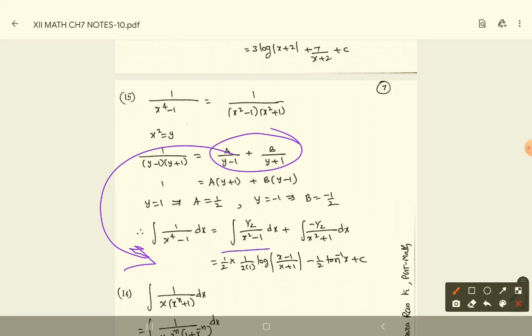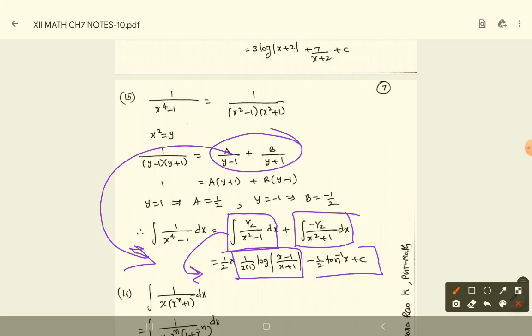See, 1 by 2 in dx, 1 by 2 by x square minus 1 minus 1 by 2 by x square plus 1. So then you get 1 by 2 into 1 by 2a log mod x minus a by x plus 1, formula for special integrals was used, minus 1 by 2 into tan inverse x, this tan inverse x formula was used. Okay, so this question is by taking y is equal to x square and the partial fraction decomposition.